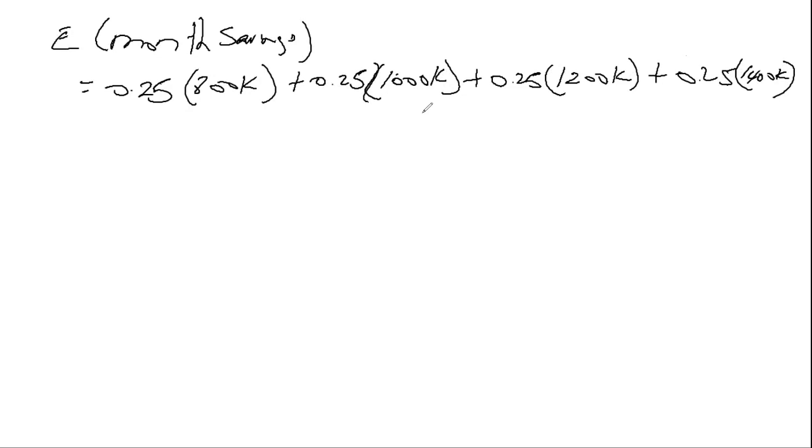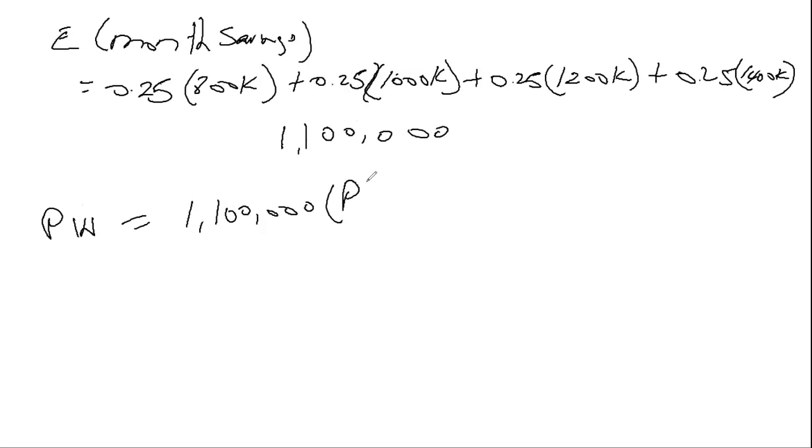So when we do all of this, we'll have 1.1 million as our expected value. Now we can find our present worth: 1.1 million times the present worth given the annual worth at 1%, because we're doing it monthly, right? So 1%, and we have 24 months. When we look up this number, we should have 21.243 multiplied by our 1.1 million.